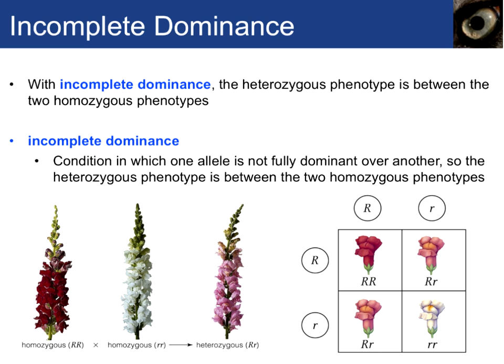So in snapdragons, one allele encodes an enzyme that makes a red pigment. And the recessive allele doesn't make any pigment. So therefore, the homozygous dominant genotype gives a red phenotype, the heterozygous genotype gives a pink phenotype, and the homozygous recessive genotype gives a white phenotype. And so a cross between a red and white snapdragon yields a pink one, and the cross between two pink snapdragons, so this is the heterozygote, yields a 1 to 2 to 1 ratio of red, pink, and white.